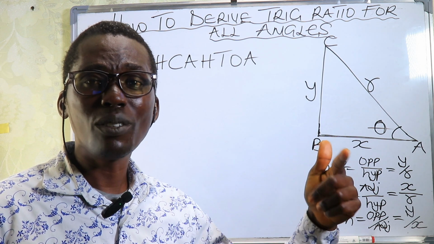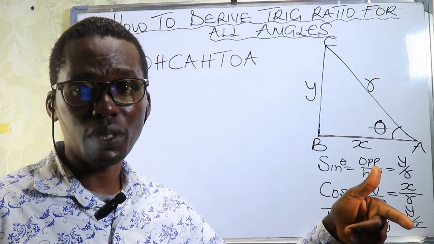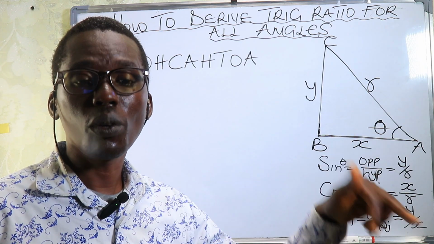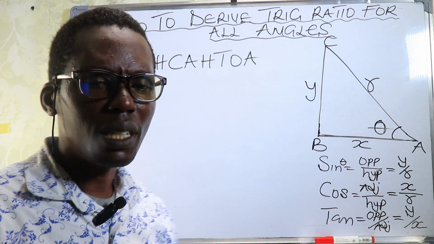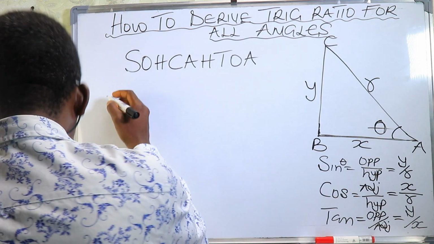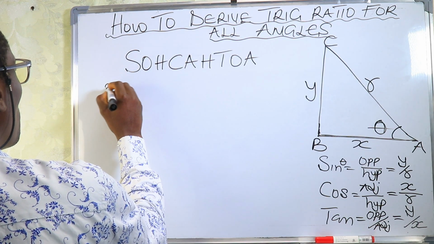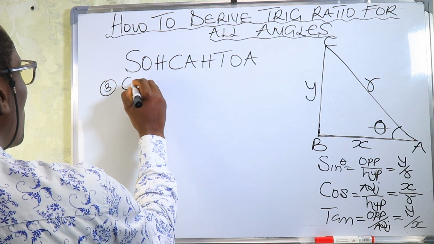Hypotenuse over 1 all over opposite over hypotenuse, and that one will give us what? Hypotenuse all over what? Opposite. Now let us find them out. If the second one they give us this one, the third one we want to derive is cosec.